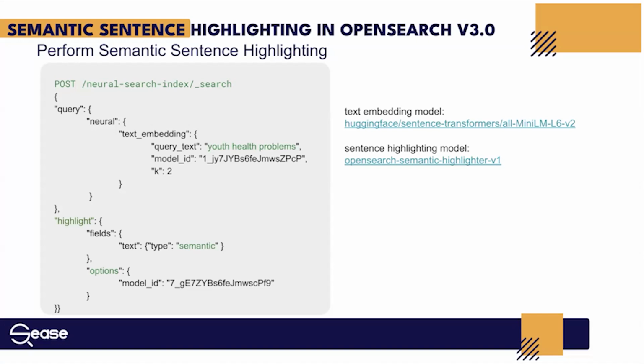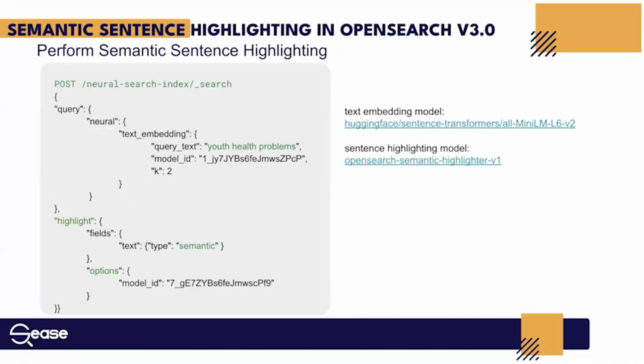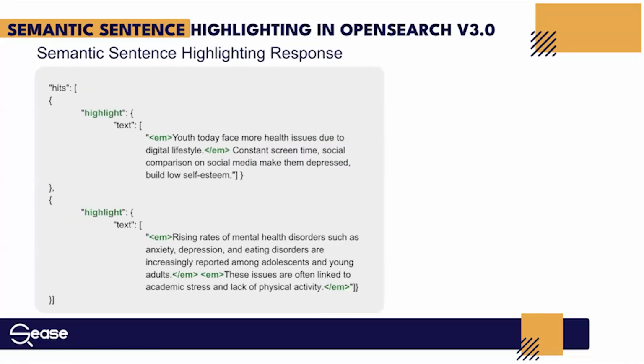So once we do that, we get some results here, 2 results, as K was just 2. In the first one, the first sentence is highlighted: use today face more health issues. We searched for health problems here, so it should be similar to that. And here the em tag is the default. It also supports other tags as well, strong and bold and all kinds of stuff. And the other text is likewise highlighting a sentence here. So this is the semantic sentence highlighting.